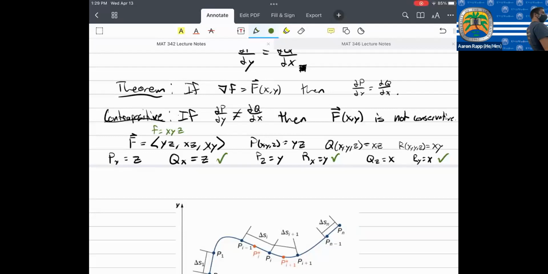Take the x component, compare it to all other components, y and z. Take the y component, compare it to all other components, x and z. Take the z component, compare it to all other components, x and y. That's all there is to it. Mix and matching. All right, any other questions?